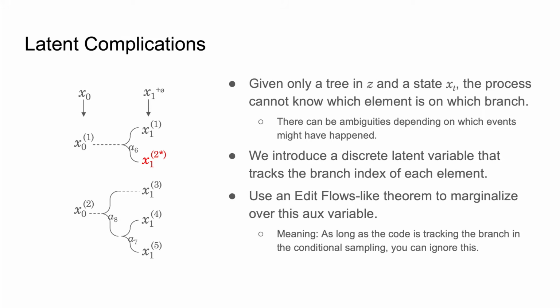And in practice, it means you can just ignore it, because in your code you would be tracking which element went down which branch in the conditional construction. All you do is you just don't pass it to the model and you wind up marginalizing over what that branch tracking was. So practically this is a non-issue, but to understand why it works theoretically, you have to introduce this. Is it close enough to making sense?